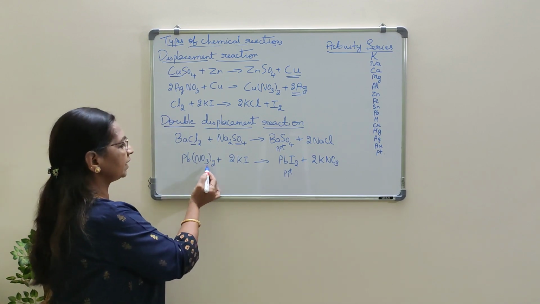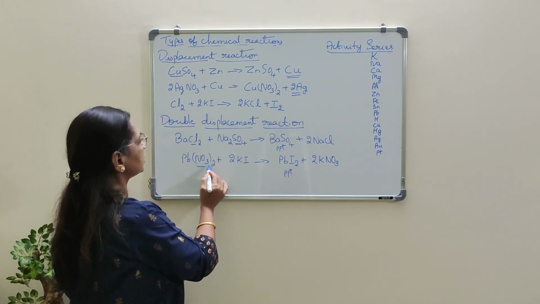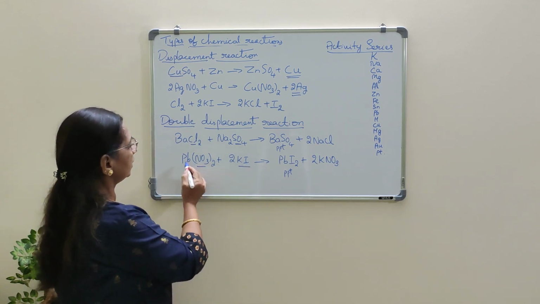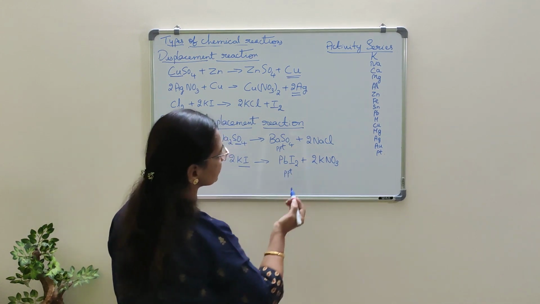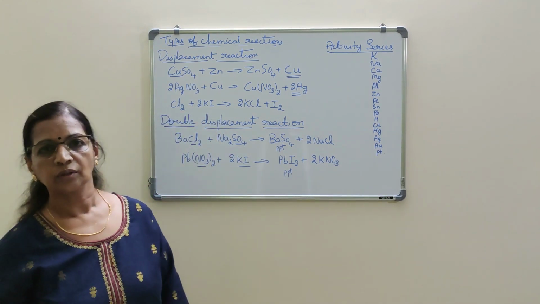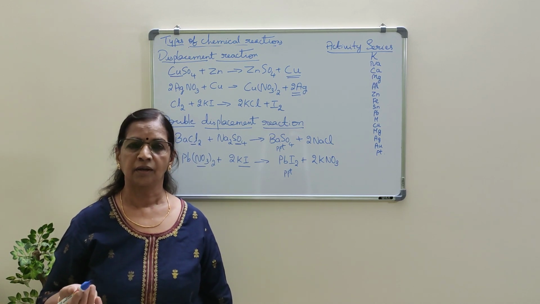Another example, lead nitrate and potassium iodide are reacting by exchange of ions, and lead iodide is formed and potassium nitrate is formed. Next we are going to learn about oxidation and reduction reaction.